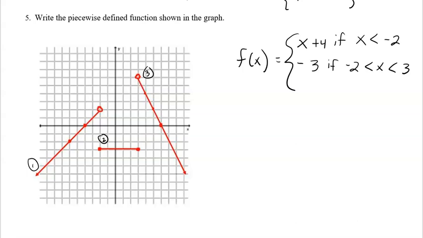And notice we have closed circles, solid circles, so that means we're going to say "or equal to." So that's piece number 2. All right, so for piece number 3, let's keep on working our way up until we can see what the y-intercept is going to be.